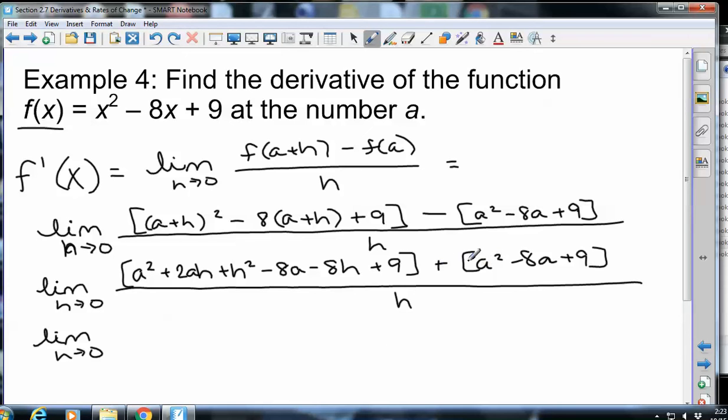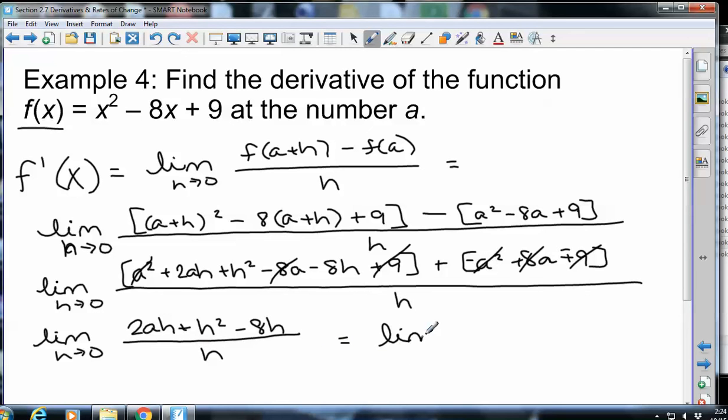Still doing okay? What do I need to do at this point? Distribute that negative. So then when you add like terms, a squared and negative a squared drop. Negative 8a, positive 8a drop. 9 and negative 9 drop. Okay, so now what can happen? Divide everything by h.